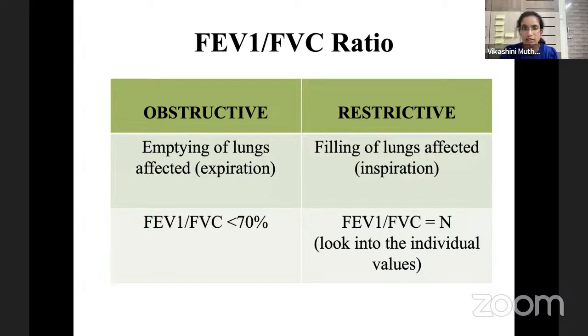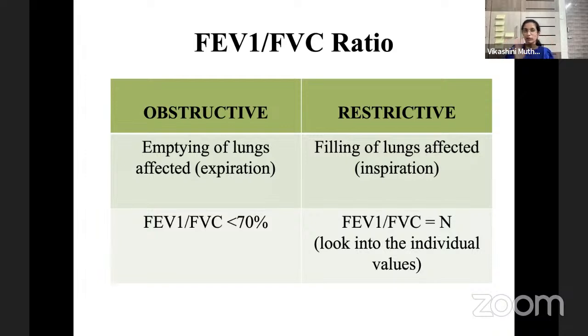Similarly, in a restrictive lung disease, the problem is with the filling of the lungs. Inspiration itself becomes a problem here. So the patient has a problem with inspiration. And see, when whatever goes in itself is less, then what comes out of whatever entered is also less, right? So here the ratio is normal. So it's fishy, right? When this ratio comes out as normal, it should be either a normal subject, a normal patient, or a restrictive lung disease patient.